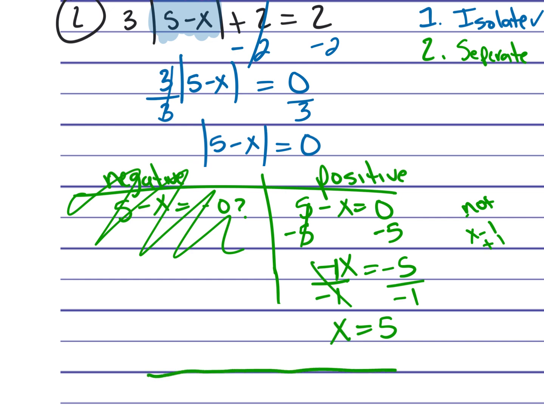So I only have one solution because, again, the negative side didn't work because of my 0. And I did forget to mention I solved from here. After I separated, I solved from here. So this is my solving step.